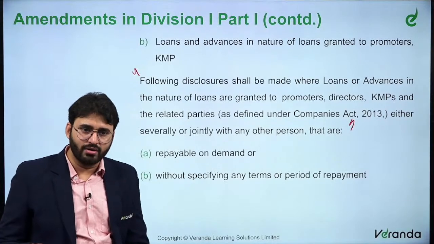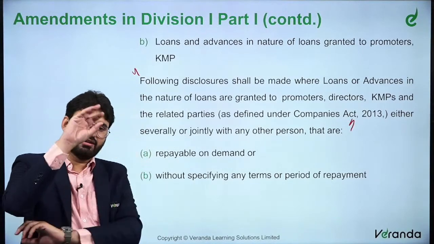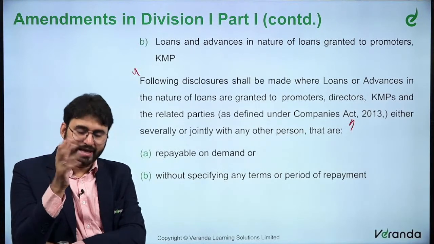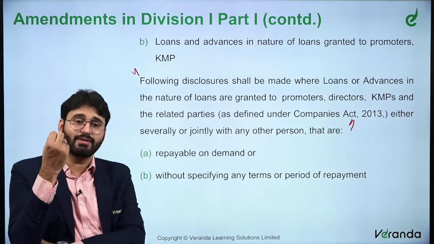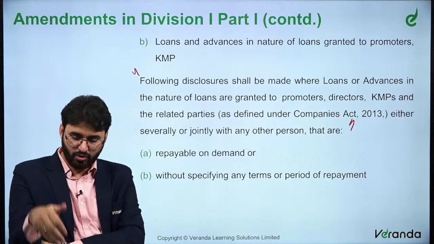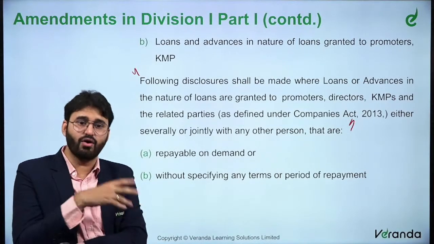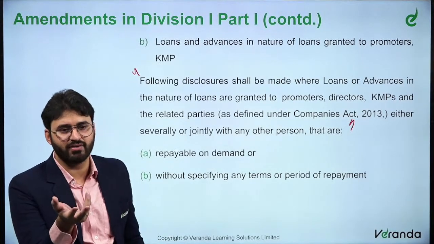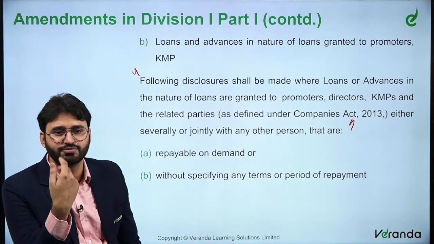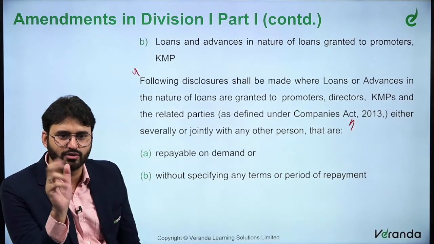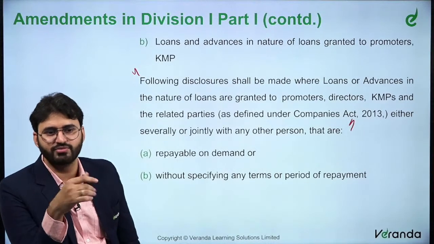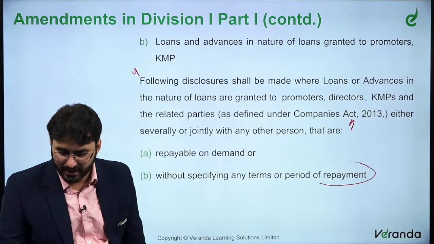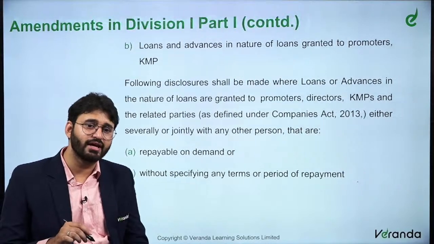So any loan, it will be in the books written as loans and advances, but we know it is in the nature of a loan that is given to a director, given to a promoter, given to a key management personnel, given to a related party of all these 3, either severally or jointly with any other person, that are repayable on demand, or there are no specific terms and conditions attached to the loan. Money has been given, that's all. There is no term, there is no board resolution, nothing has been given in terms of repayment. Then it has to be disclosed in the financial statements.